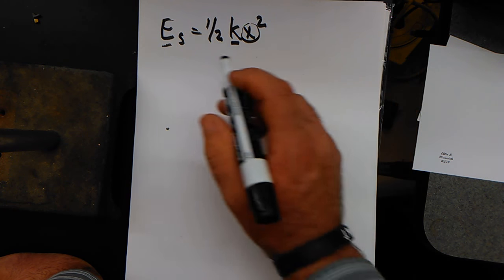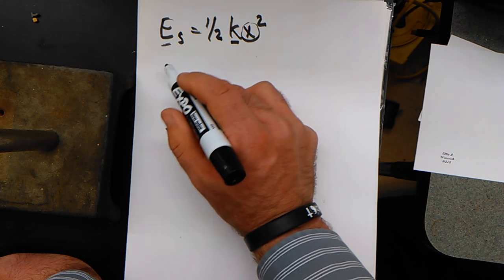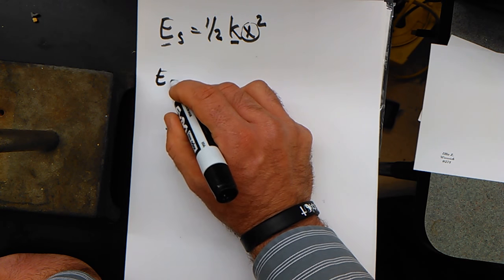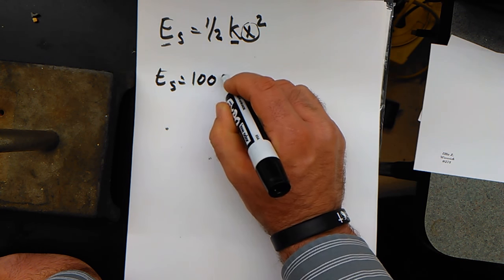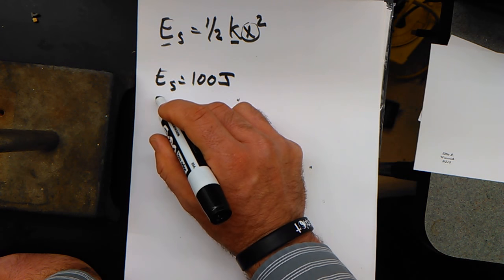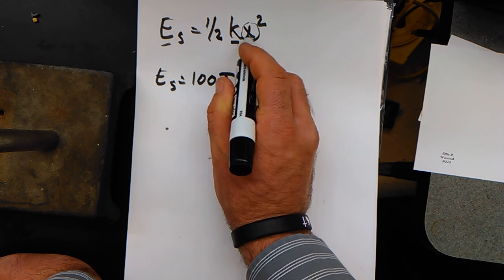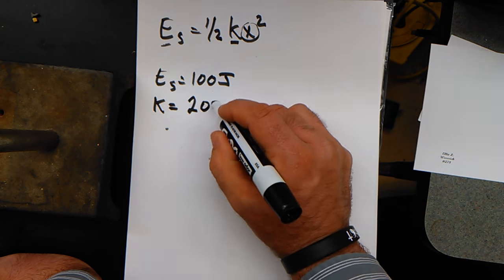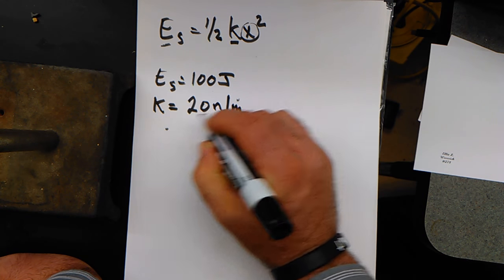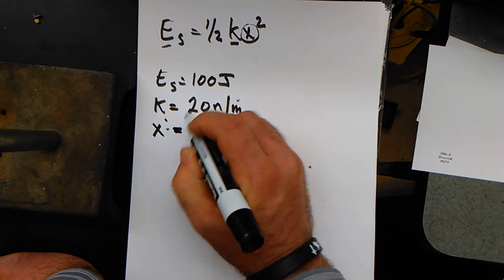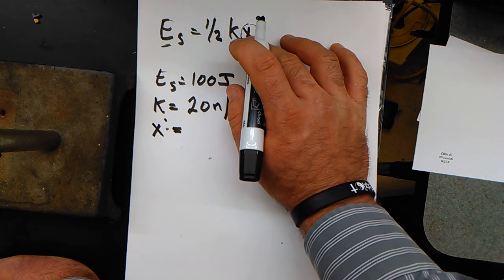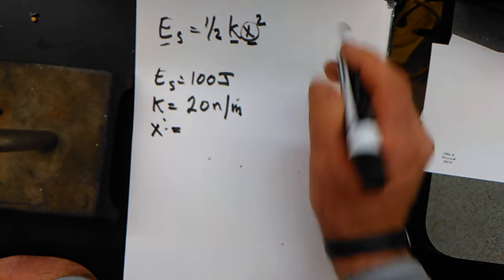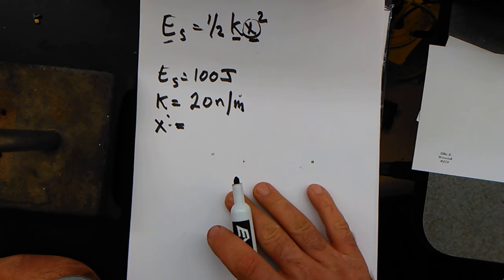So a question might be, if I give you the energy of a spring, let's say we get an energy value of 100 joules. Okay, let's say also that I give you a spring constant. We'll say 20 newtons per meter. Now you're going to have to go through and solve for x, the distance that this thing is stretched out. Now it's not the easiest thing because x is not by itself in there. So we're going to have to do a little bit of algebra here.